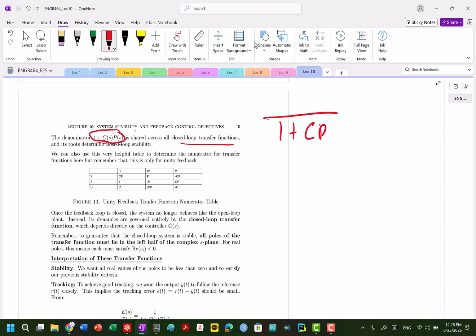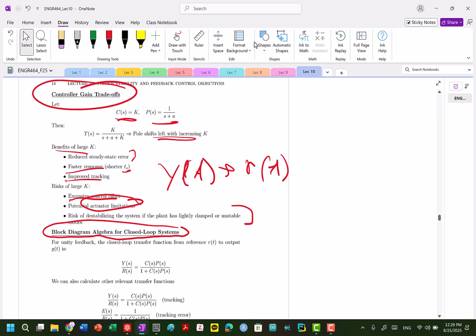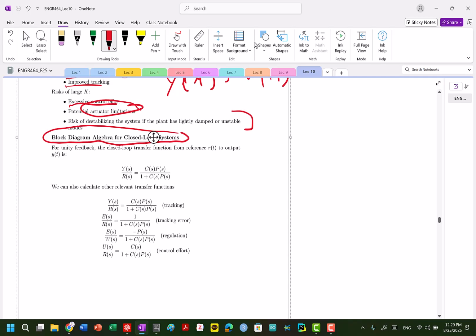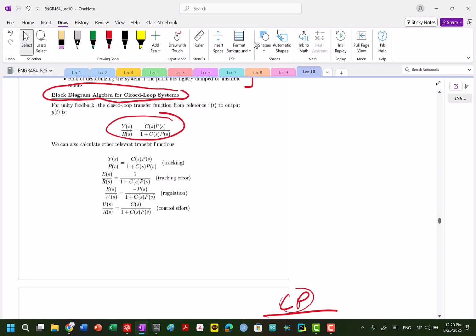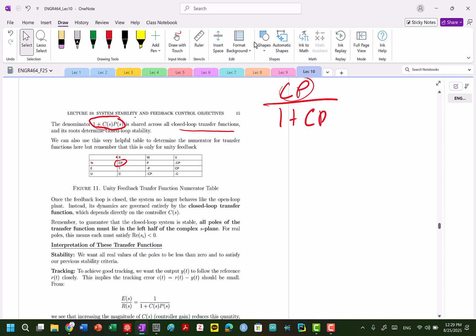In the numerator, though, that can change depending on our ratio. So if we have y over r, we see in this table that Cp over 1 plus Cp is exactly what we see right here. Bad joke. But you can leverage this table. I think it's a really useful table if you're trying to figure out those values or look at different transfer functions. You don't have to go through the block diagram algebra each time. You can just jump right into it.